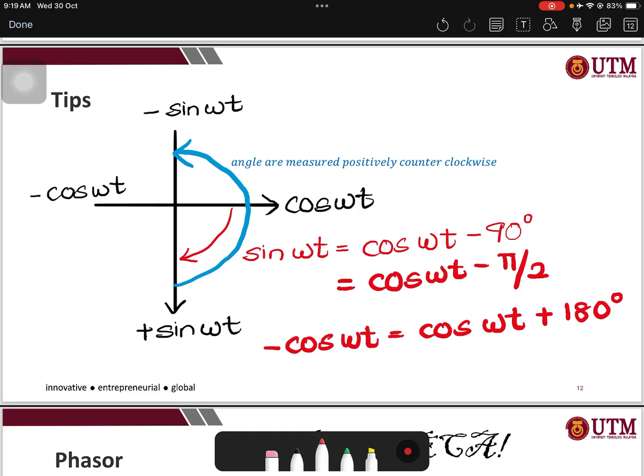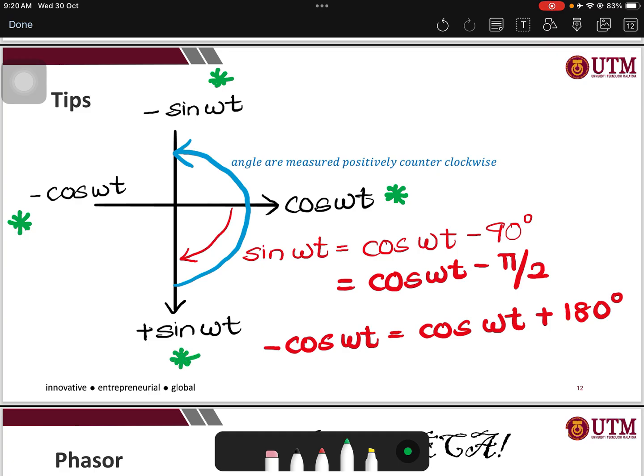Now this is a tip that I applied to my students previously. Sometimes it's quite difficult for us to remember the formula. So the tip is, if you want to remember the conversion, just remember this sketch. First of all, sketch the x-axis and the y-axis. The x-axis will be your cos omega t. The other way around is negative cos omega t, and for the y-axis, the one above is negative sine omega t, and the one below is positive sine omega t.